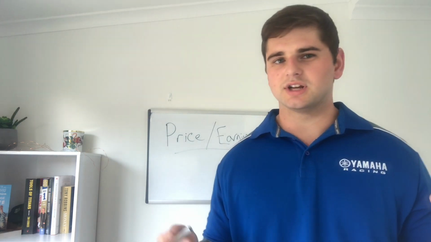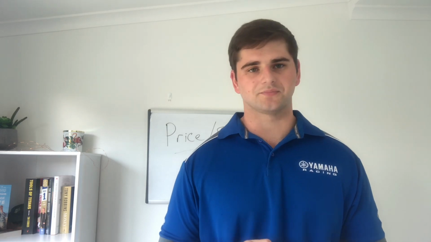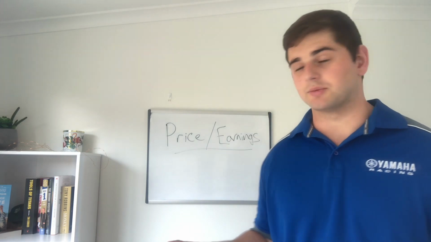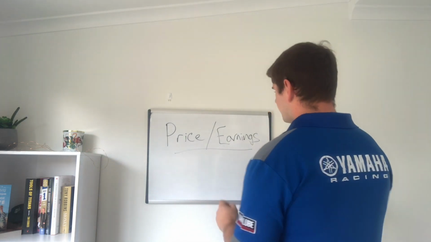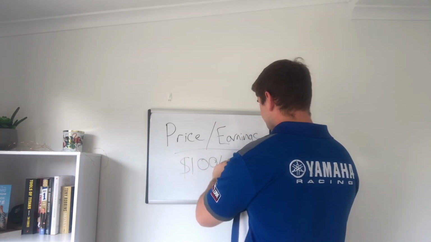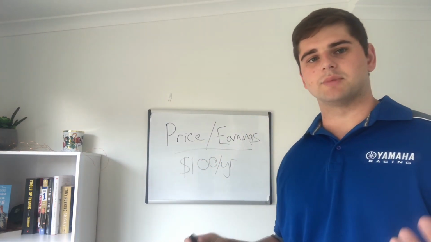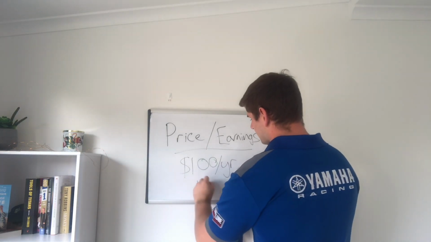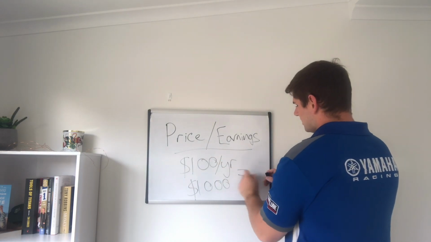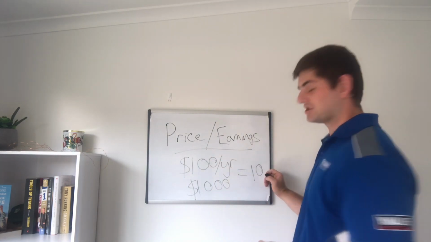It's sort of a quick and dirty valuation metric, but I want to run through some of the more detailed uses of it and things to watch out for with the PE ratio as well. Just to run you through a quick example of how you might calculate a PE ratio: if a company earns $100 per year and they're currently selling in the market for $1,000 per share, then 1,000 divided by 100 equals a PE ratio of 10.